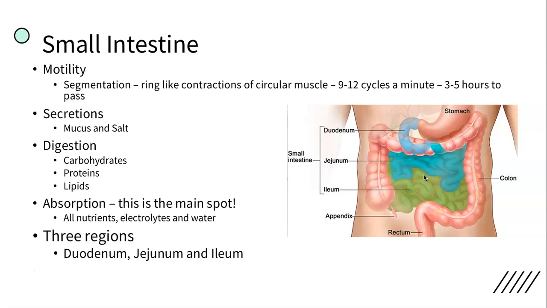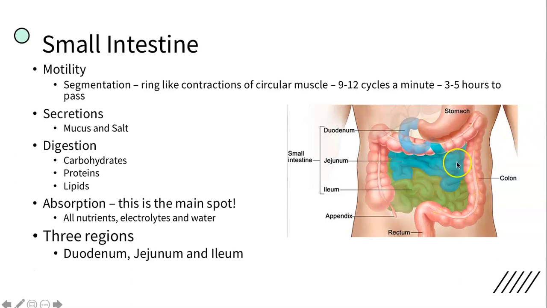What happens here is most of your digestion, the carbohydrates, the proteins, the lipids, are all getting mostly digested here because we haven't digested much of anything yet, including being in the stomach. And then, of course, absorption. This is the main spot for it, where most of the absorption happens. All of your nutrients, all the electrolytes, and most of the water is getting absorbed in your small intestine.